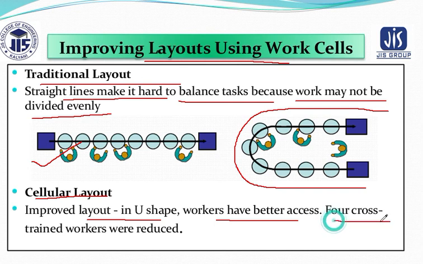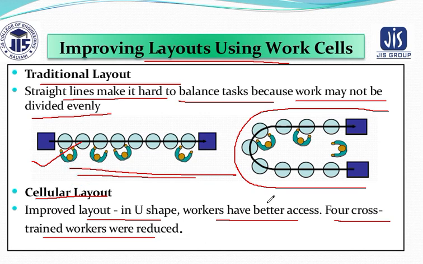So fewer cross-trained workers are needed. Like here, in the straight line, you need more labor. But if you are using a U shape, you are reducing the number of workers needed to perform the task. I mean to say you are reducing your trained workers so that only a few workers can carry out the entire task.